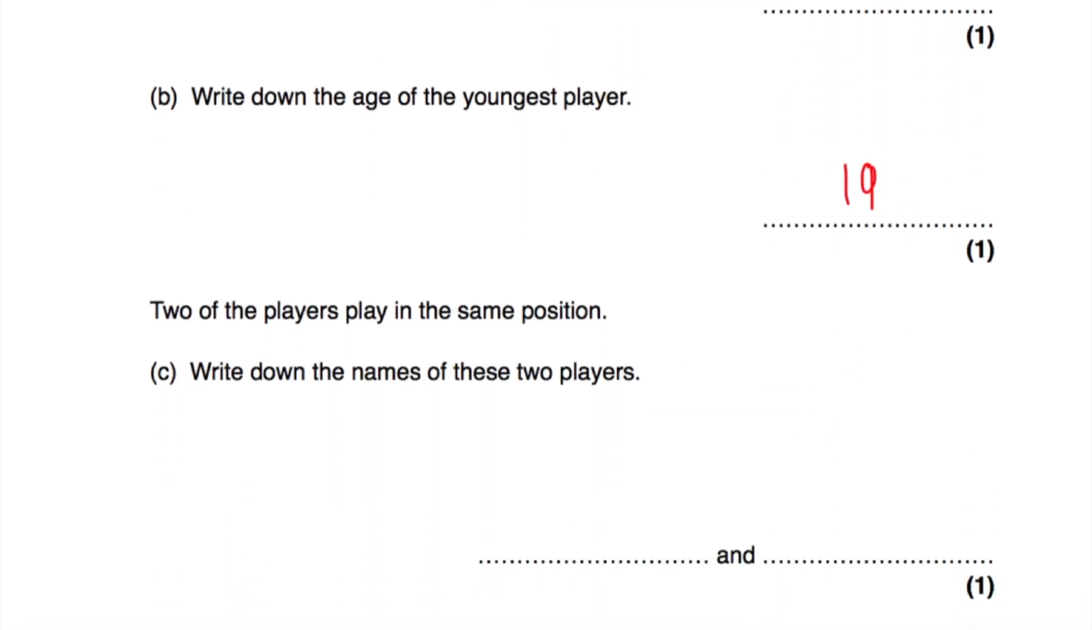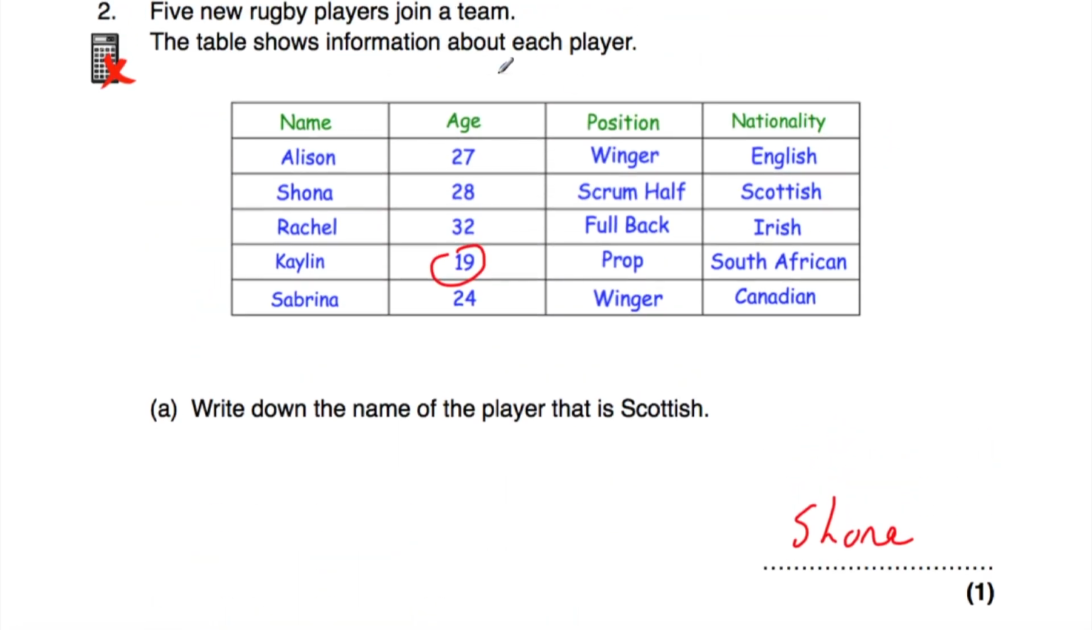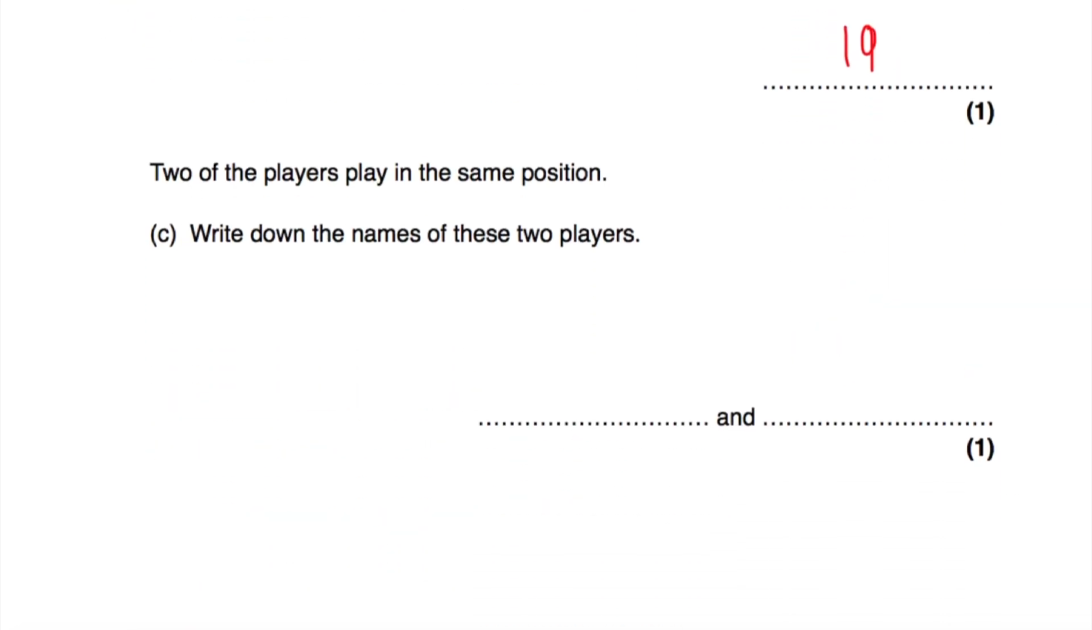Our next question says 2 players play in the same position. Write down the names of these 2 players. We need to look at the positions: a winger, scrum half, fullback, prop and winger. So we've got a winger here and a winger here. So Alison and Sabrina play in the same position. They're both wingers. So let's write down Alison and Sabrina. And that's it. Okay, let's have a look at our next question.